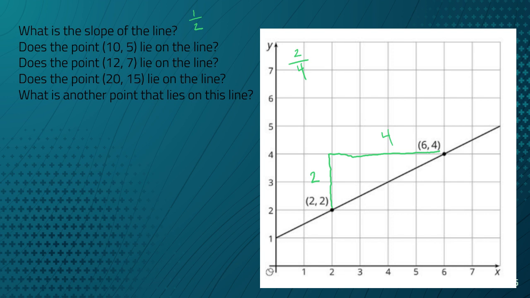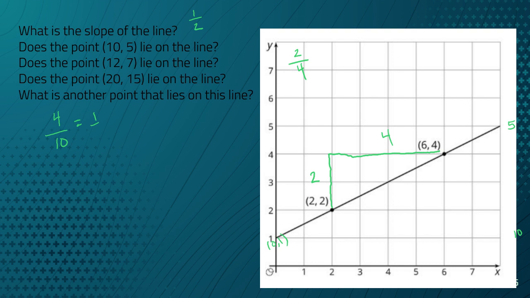So now, does the point 10, 5 lie on the line? So again, we look at where our line begins. So we are at the point 0, 1. So we're at 0 on our x-axis and we're at 1 on our y-axis. So if I go to the point over here, it would be 10 and then 5. So I would still be going over 10. So my horizontal distance would still be 10, but my vertical distance, I'm only going from 1 to 5, right? So what is the distance from 1 to 5? That's 4. So my slope would be 4 over 10.